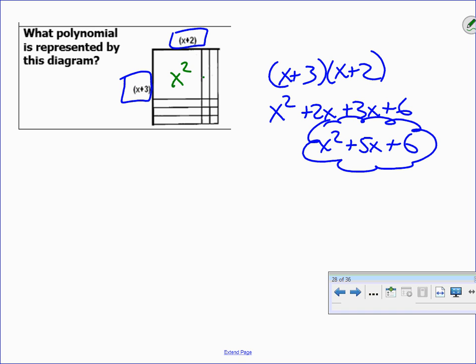That's an x squared, x, x, x, x, x, 1, 2, 1, 1. Those are all the ones. So there's a single x squared, there are 5 x tiles, and there are 6 single tiles. And you will see that the two answers are the same.